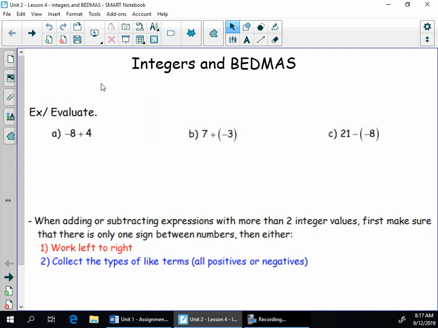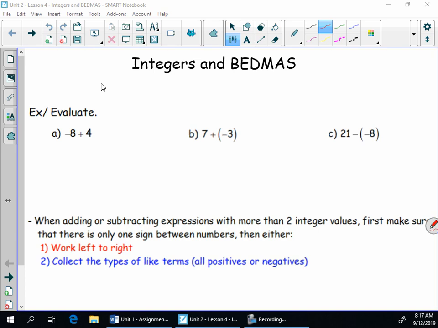Today's lesson, we're going to put everything together from this week. So integers: adding, subtracting, multiplying, dividing, maybe some exponents, and BEDMAS. Order of operations is important, but we might come across positives and negatives at the same time. So quick reminders of some things. Let's do some adding and subtracting from yesterday.